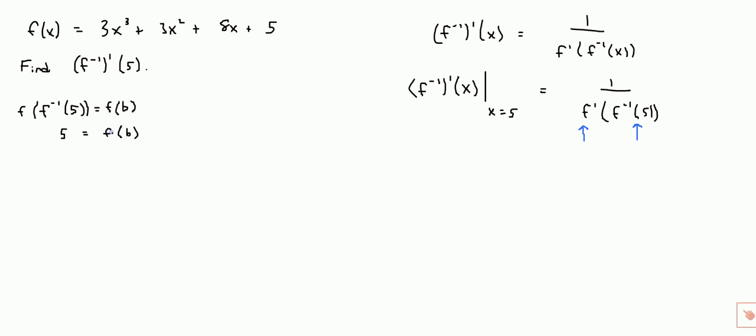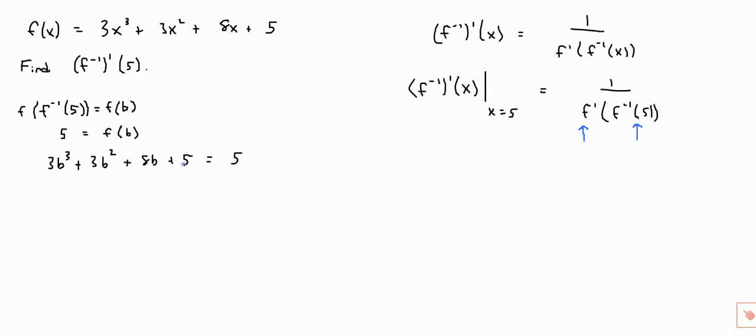Okay, so what's f of b? It's just this with b's instead of x's, right? So I'm going to switch these two around. So 3b cubed plus 3b squared plus 8b plus 5 equals 5. Okay, this is f of b equals 5.